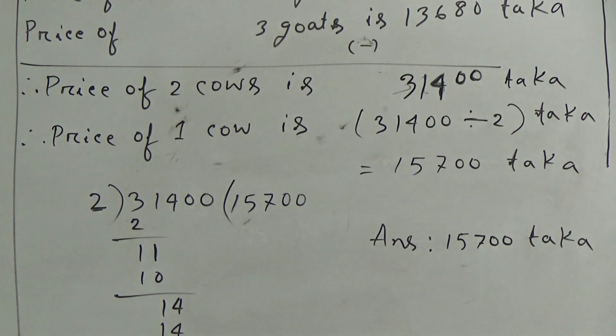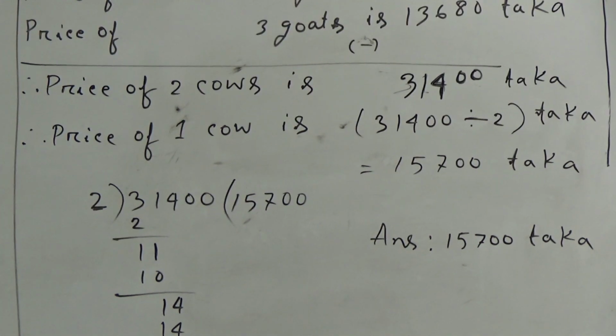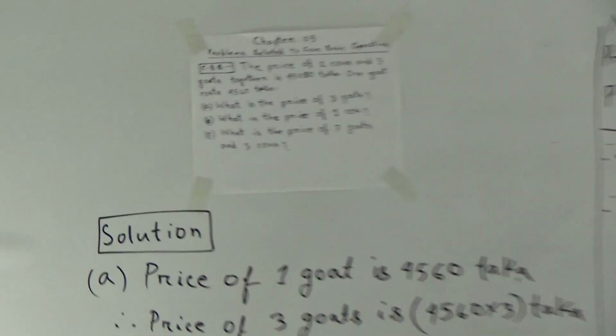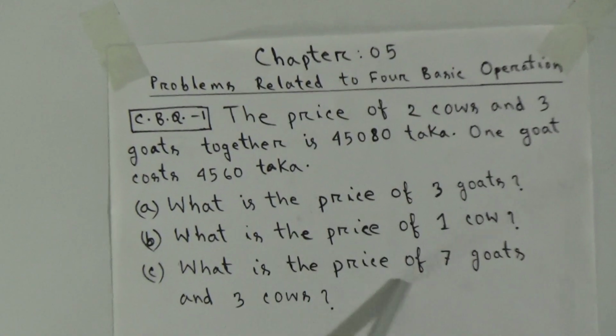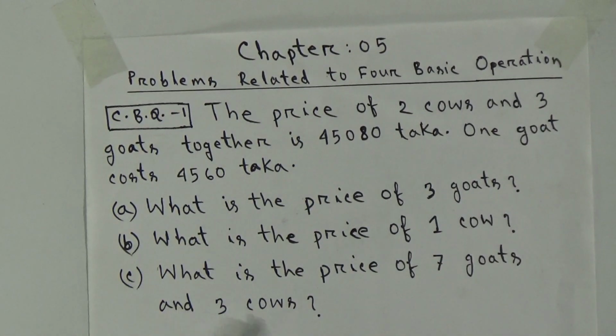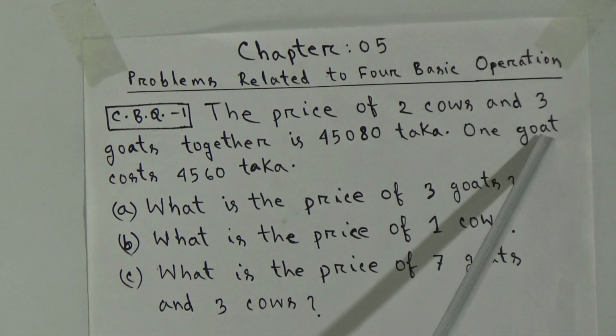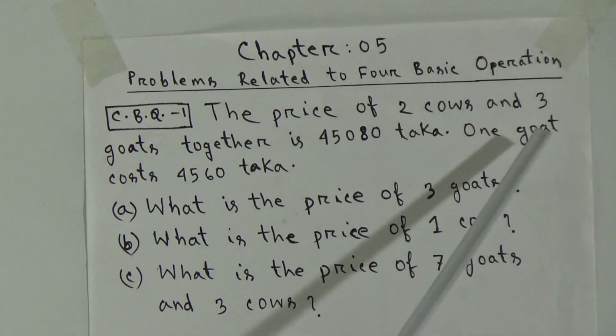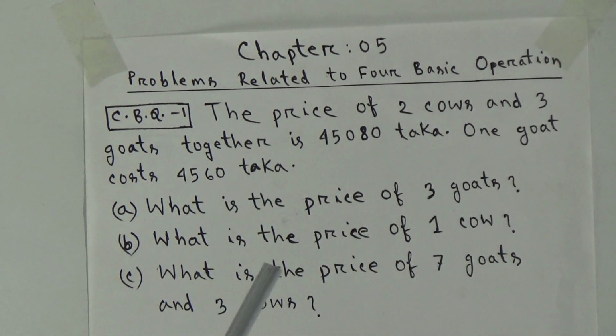We have completed our B number question. Now dear students, we have to solve C number question. What is the price of 7 goats and 3 cows? In the question, price of 1 goat is given. From this information we can find out price of 7 goats.